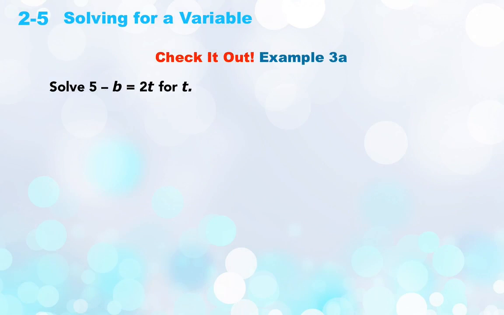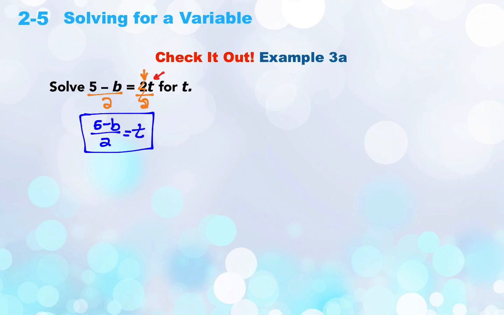Here's another one here. Solve 5 minus b equals 2t for t. So to get t alone, here's t. All I have to do is get rid of this 2 in front. Again, that's a multiply, 2 times t. So I have to just divide. So I can do the whole side, this and this. So all I have to do now is take this entire side and divide it by 2. So I'm left with 5 minus b, all divided by 2 equals t. There we go.